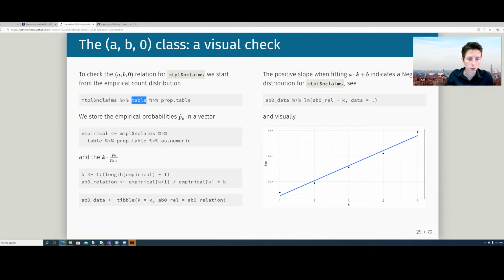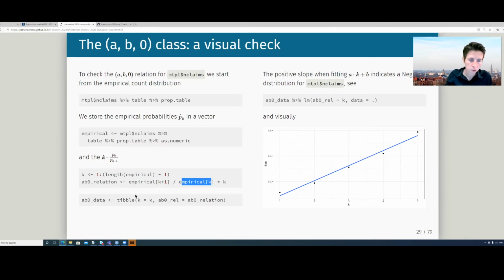The k runs here from 1 to the highest number of claims that I observed. And then, of course, the relation that you want to evaluate, you let it start from k equal to 1. And we know that in R, the indexation of vectors starts with a 1. So if I look at the empirical probability at position 1, then I'm looking at the empirical probability to observe an outcome 0. We'll see that right away in the code.